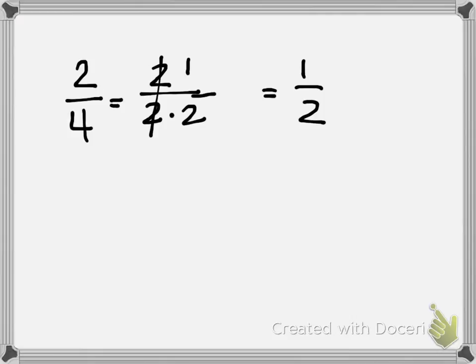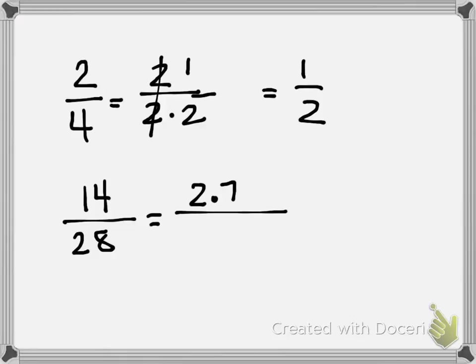Well, let's look at a different one. Let's say we have 14 over 28. Well, 14 is 2 times 7. 28 is 4 times 7, which is 2 times 2 times 7.